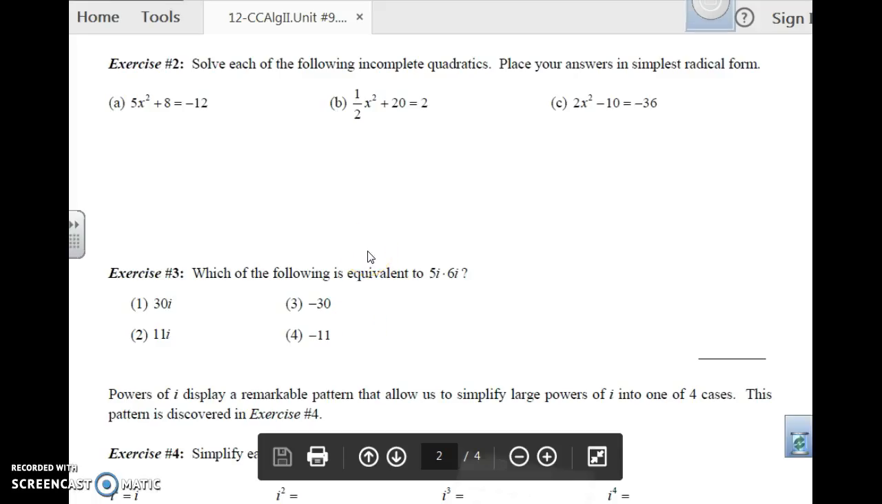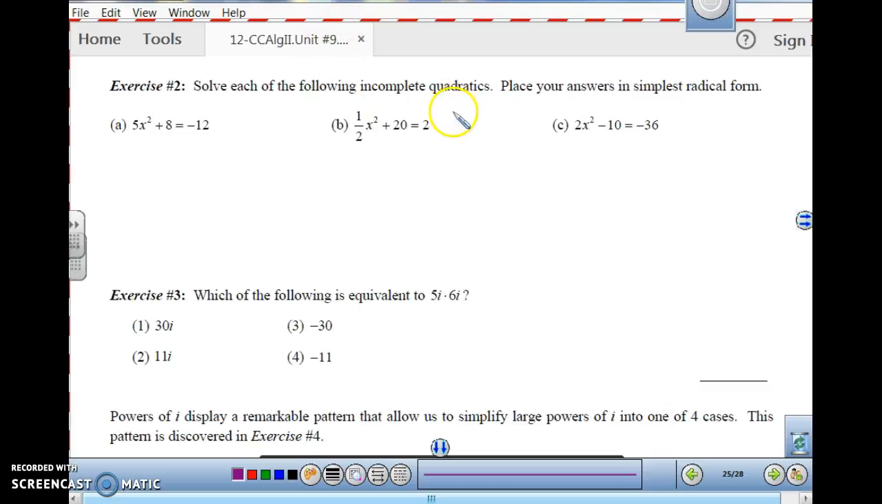Alright, now let's use that fact to solve these incomplete quadratics. Place your answers in simplest radical form. Alright, now when you have 5x squared plus 8 equals negative 12, the goal is to get the x by itself. So the first thing we have to do is subtract the 8. So 5x squared is equal to negative 20. Divide by 5, and you get x squared is equal to negative 4.